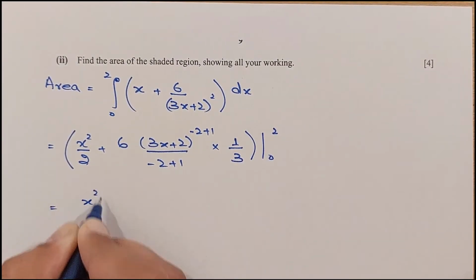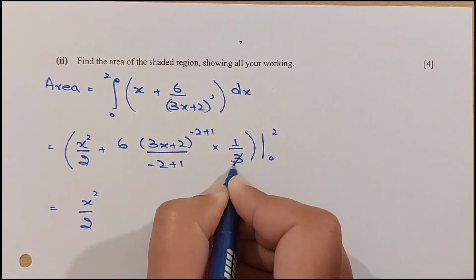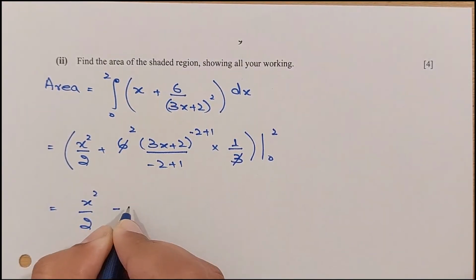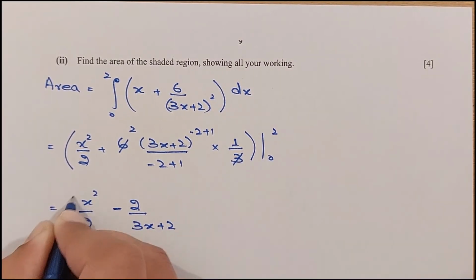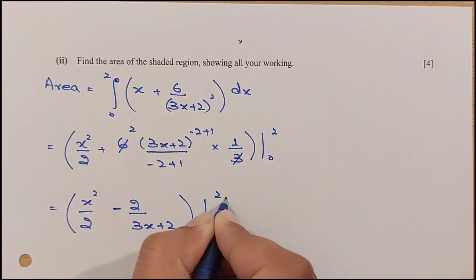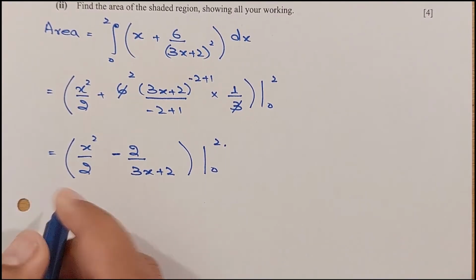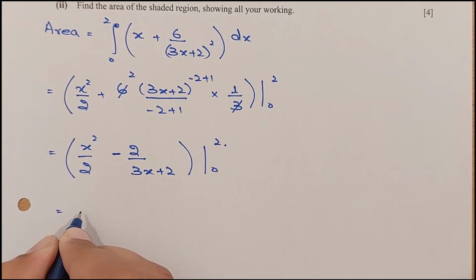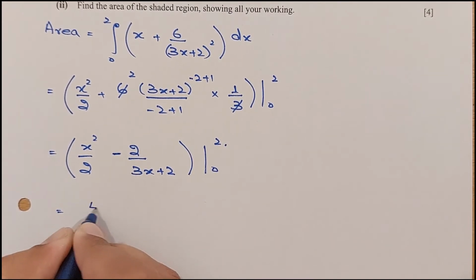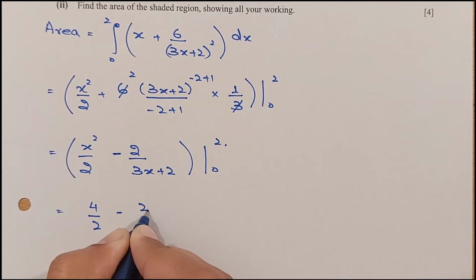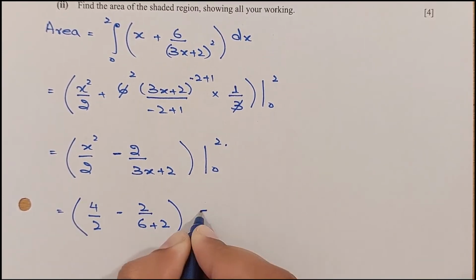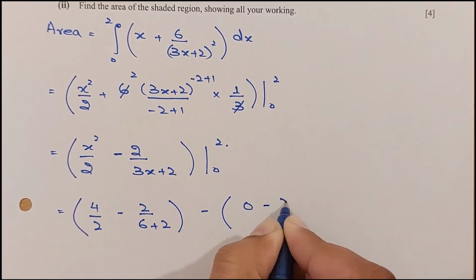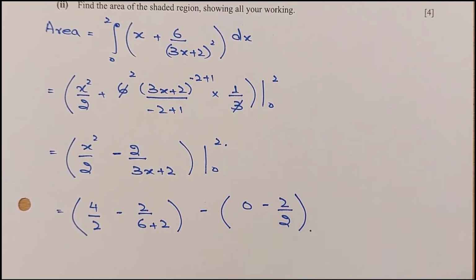So we have x square by 2. Okay, so 3 times 2 is 6, and we have minus 1, so minus 2 divided by 3x plus 2, between 0 to 2. Then we have the upper and the lower limit. Let me apply the upper limit. So we have 2 square is 4 by 2, minus 2 divided by 3 times 2 is 6 plus 2. This is the upper limit, minus the lower limit, which is 0 minus 2 by 2, right?